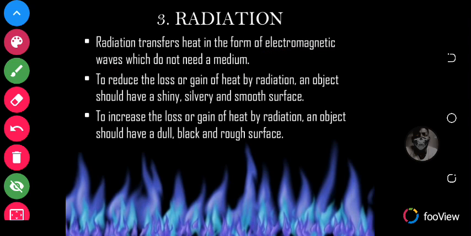To reduce the loss or gain of heat by radiation, an object should have a shiny, silvery, and smooth surface. To increase the loss or gain of heat by radiation, an object should have a dull black or rough surface. So for an object to absorb less heat through radiation, the object needs to be shiny, silvery, and smooth. And for the object to lose heat, the object needs to be dark, black, or have a rough surface.